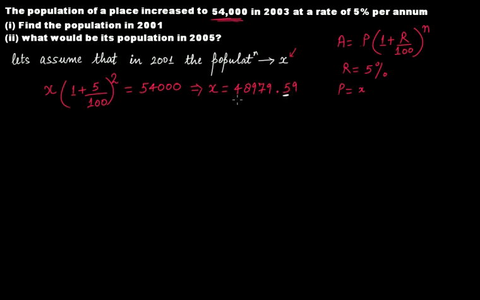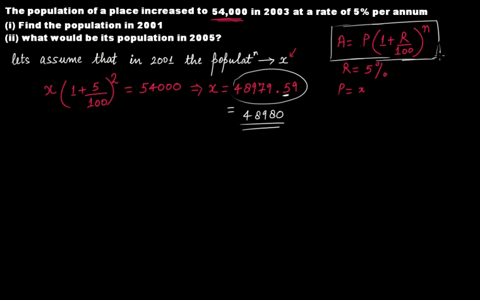Now since after the decimal point the first digit is 5, you can round it off to 48980. We add 1 to it and it becomes 80. So 48,980 was the population in 2001, and we used the formula we learned when we were discussing the principal amount and all. Okay, so now the second question: what would be its population in 2005?